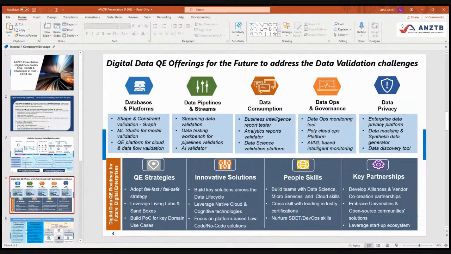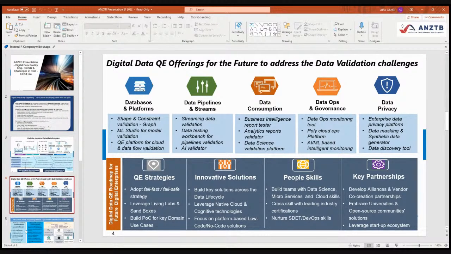Awesome, thank you. So these are the digital data QE offerings for the future to address the challenges that we discussed in terms of the various challenges we see in the data ecosystem. These are some of the trends you might see with respect to your databases and platforms. There's a lot of talk about platforms. We are looking at how we stream our pipelines and how we stream that data in a real-time environment. Also looking at the various ways of how we consume data.